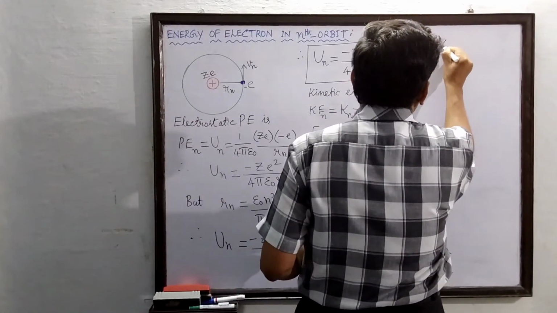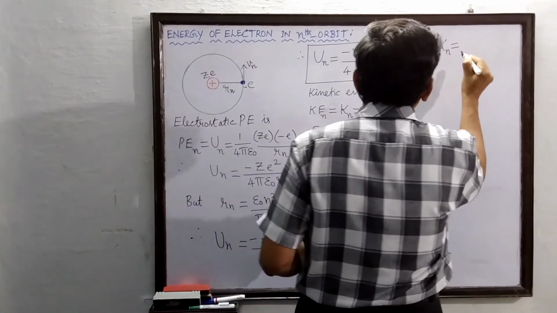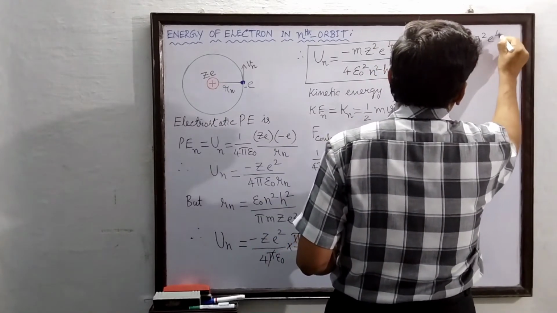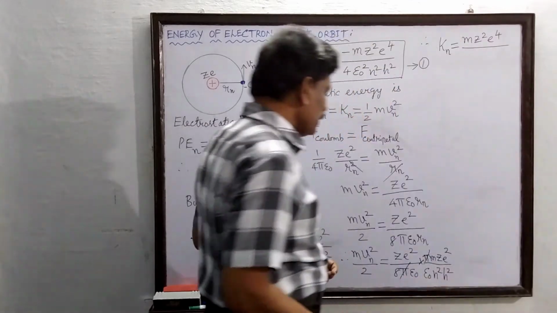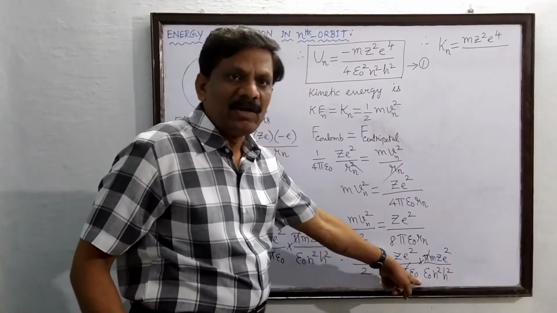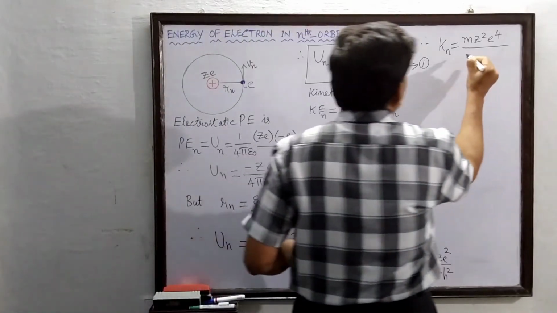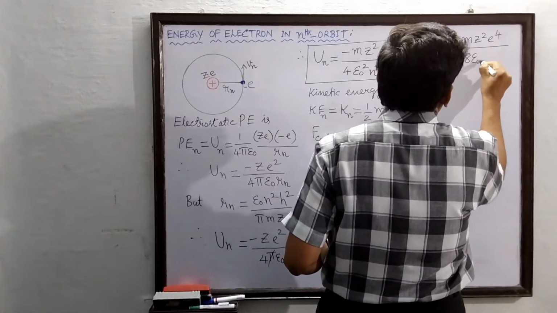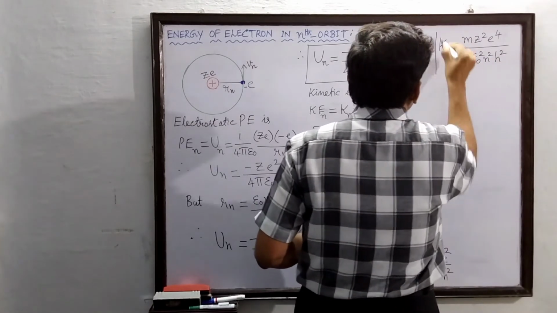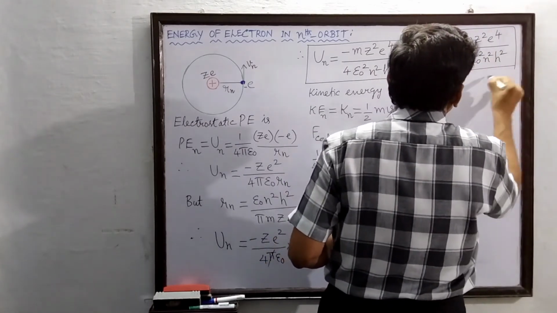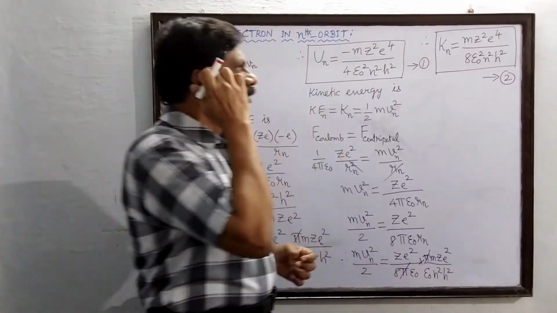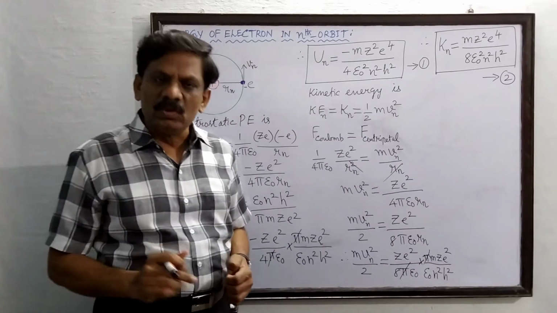Therefore Kn, the kinetic energy in the nth orbit, is equal to m z square e power 4 divided by, in the denominator there is 8 epsilon naught into epsilon naught, which is epsilon naught square. So this is 8 epsilon naught square n square into h square. So this is another very important equation in this derivation. So you can look at the equation number 1 and 2.